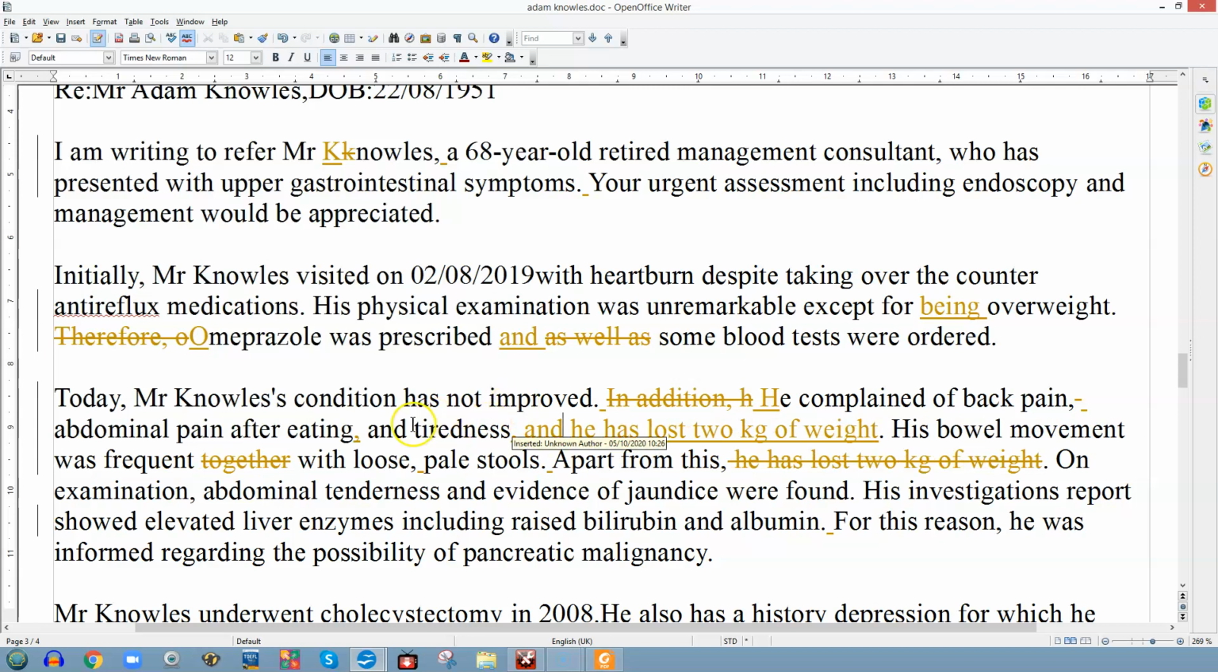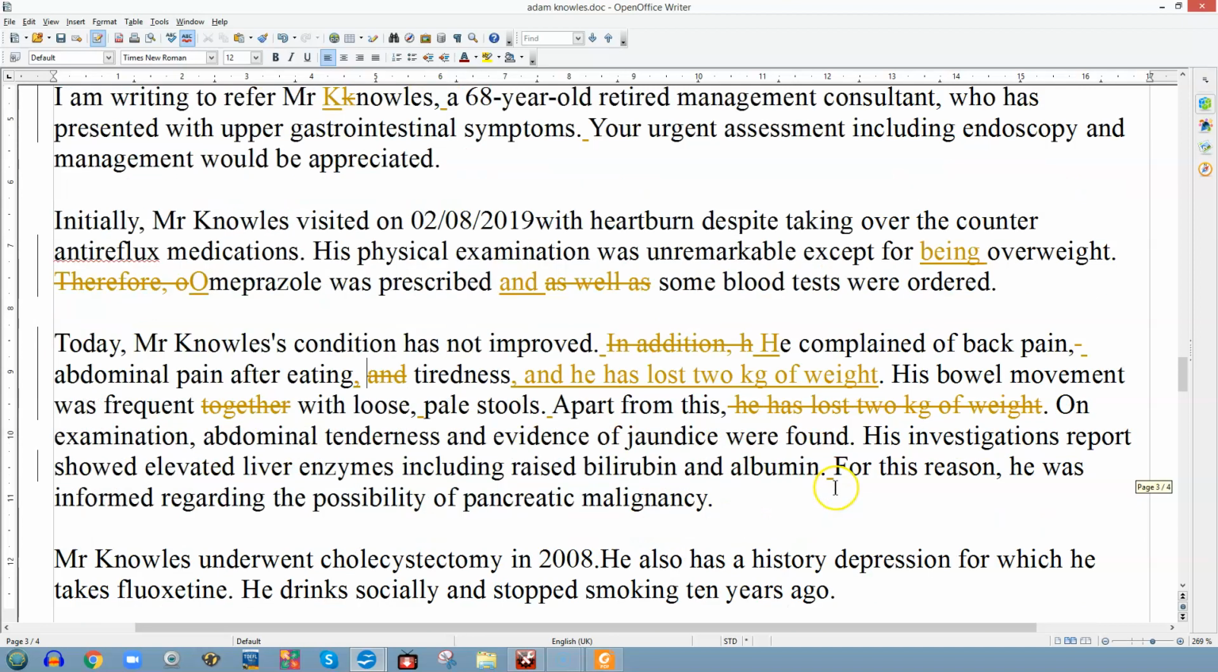Back pain, eating, tiredness, and he's lost 2 kilograms of weight. Bowel movement, okay. On examination, his investigations report. Okay. Now, for this reason, we don't really need that, and we wouldn't put a comma in any case.